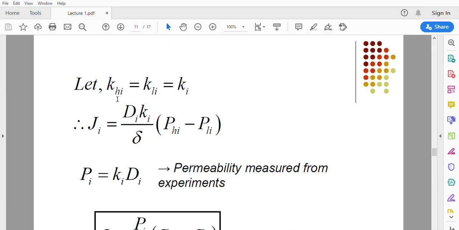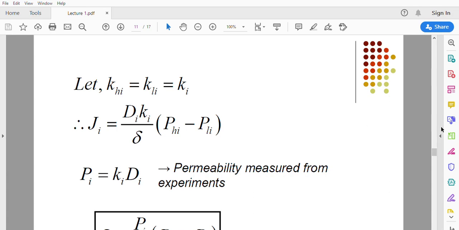Now let's assume that KLI and KHI are nearly the same. At that condition, KLI and KHI can be written as Ki, and you can take it common from the bracket, and it will become Ji equal to Di Ki by delta times Phi minus PLI. Here the driving force is the difference between the partial pressure across the membrane. So this term Phi minus PLI is the driving force across the membrane, and Di multiplied by Ki divided by delta is the permeability, the coefficient or resistance.